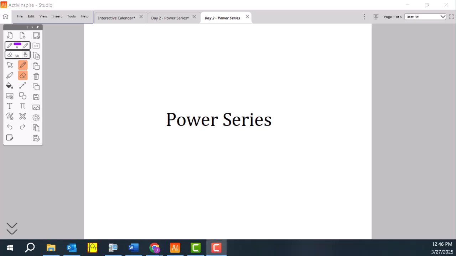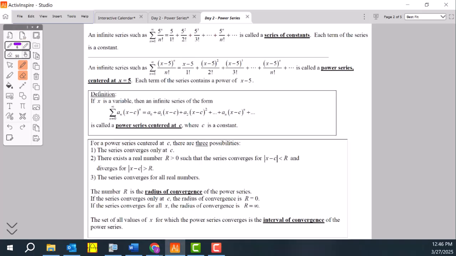All right, today we're looking at power series. This is going to be a lot of information on the next page. I want you to pause the video, write down a little bit of it, but wait until after I tell you what to write down. Okay, so we've looked at infinite series of constants before.